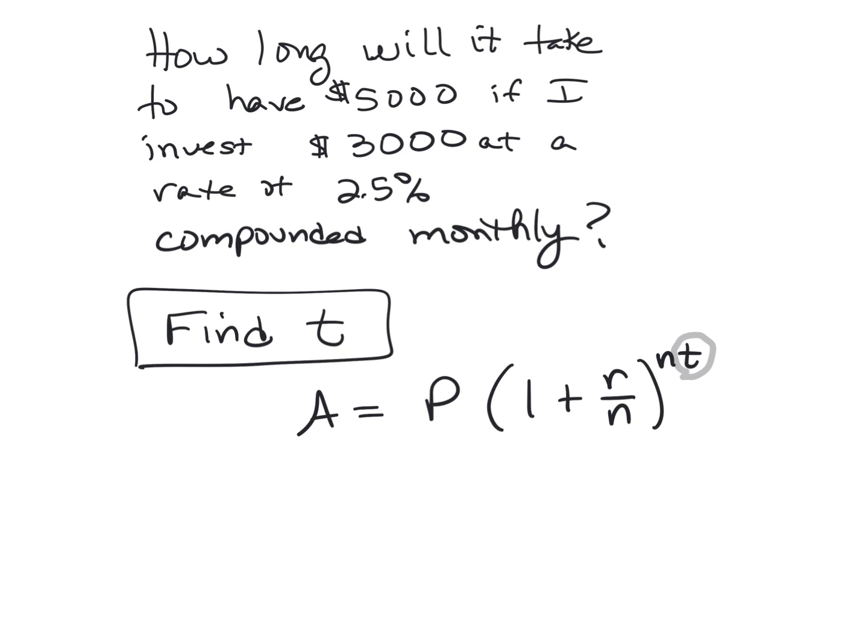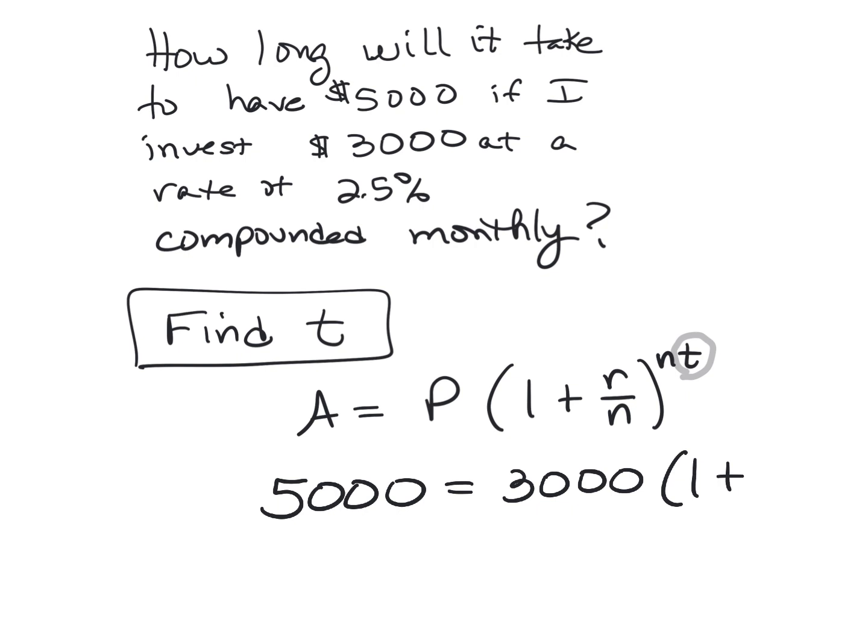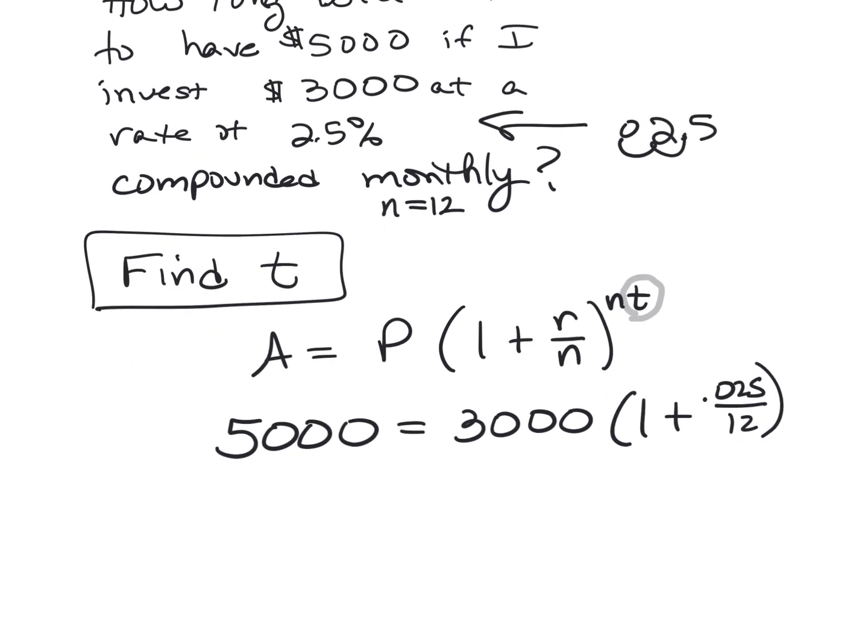So the future value that I want to have in my account is going to be $5,000. I only want to invest $3,000. And then it's 1 plus... Again, I need to turn this 2.5% into a decimal by moving it 2 times to the left. So 0.025. And then monthly means my n value is 12. And then I'm raising this to the 12t power.